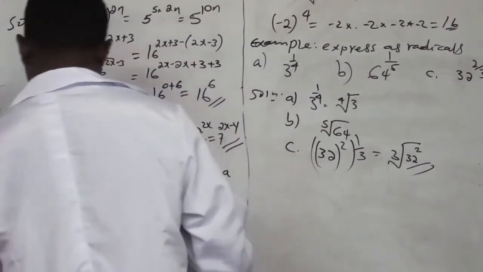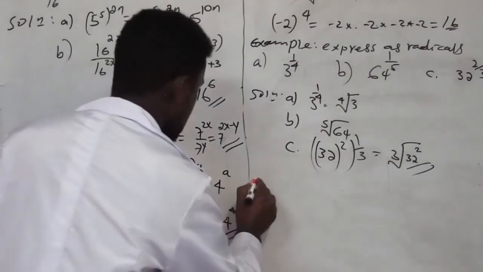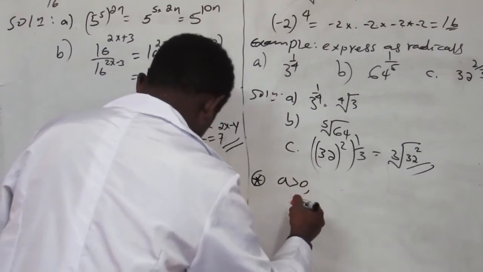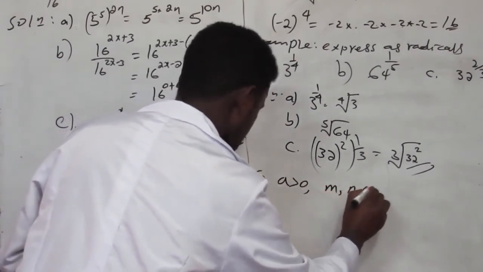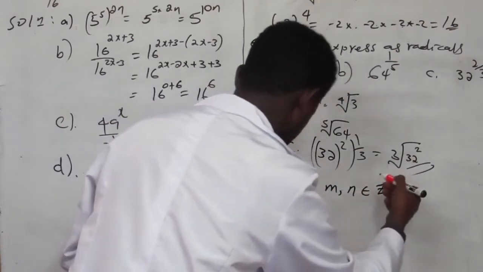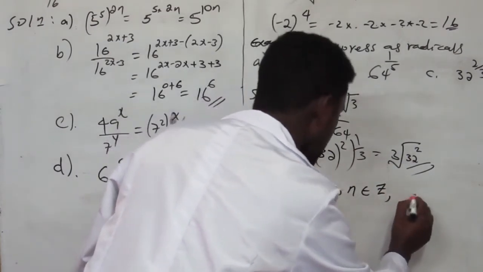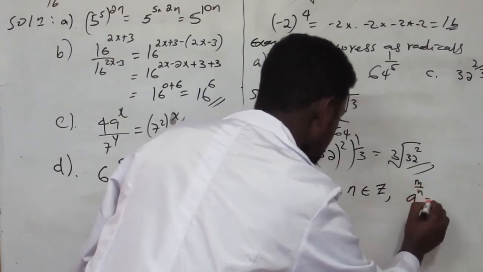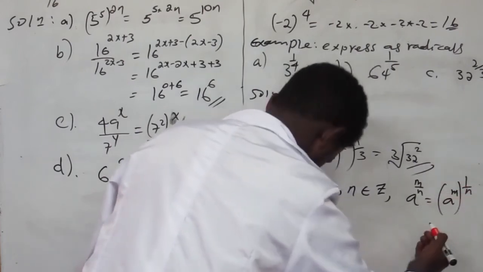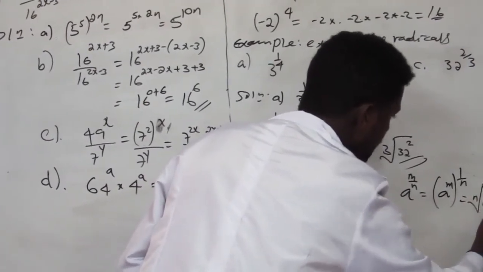Again, we can say that different kinds of statements can be written with this general rule: if A is greater than 0 and M and N are positive integers, with N greater than 1, then A to the power of M over N can be written as A to the power of M, the whole to the power of 1 over N, or as the nth root of A to the power of M. We can write it just like this.